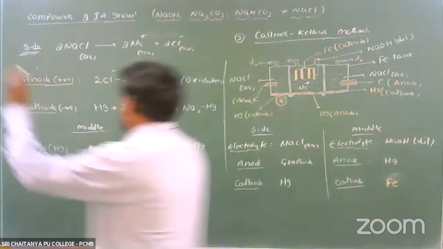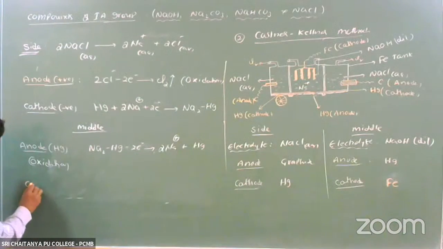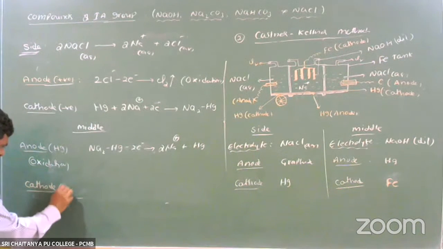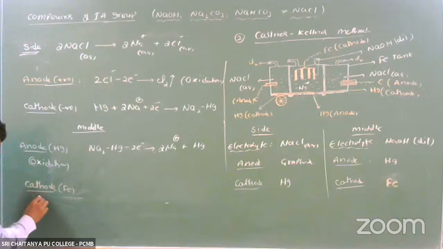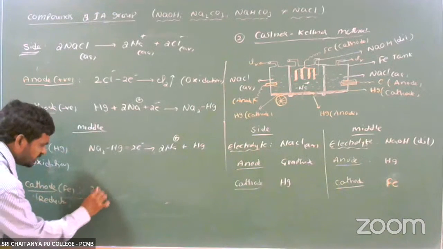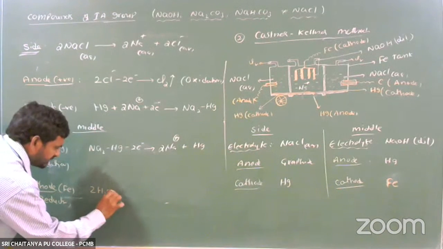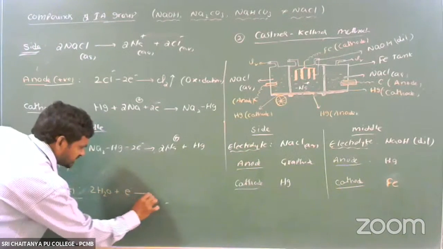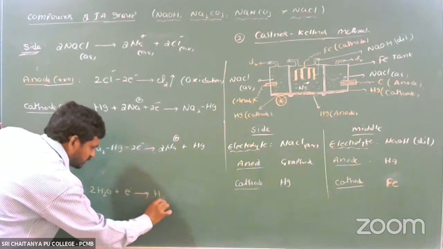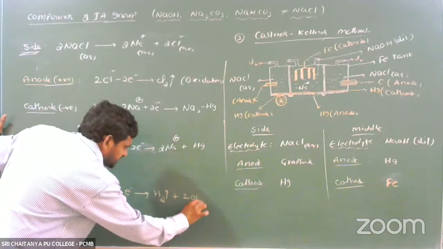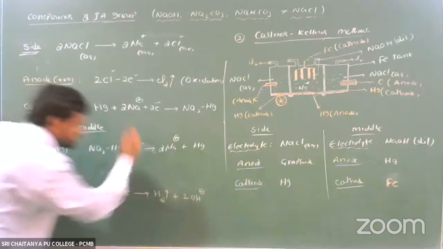The next one, the reaction that takes place at the cathode. The iron rods act as cathode. The reaction at the cathode is reduction. Reduction means gaining of electrons. So 2 moles of water gain electrons, liberating hydrogen gas and producing OH minus ions.